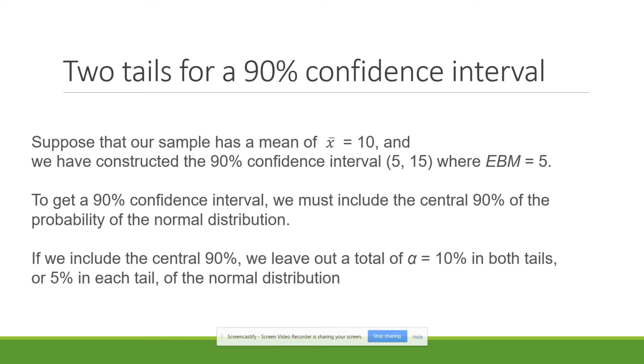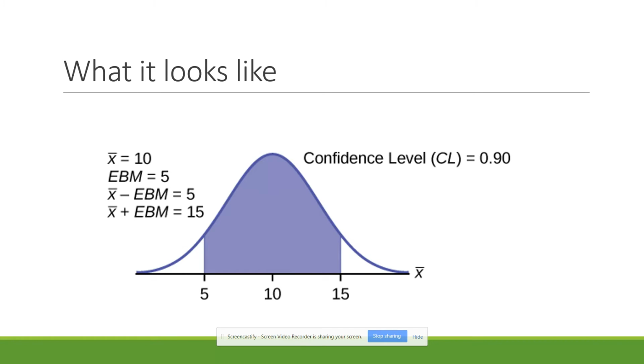To get a 90% confidence interval, we must include the central 90% of the probability of the normal distribution. If we include the central 90%, we leave out a total alpha of 10% in both tails, or 5% in each tail of the normal distribution. So let's look at this picture.